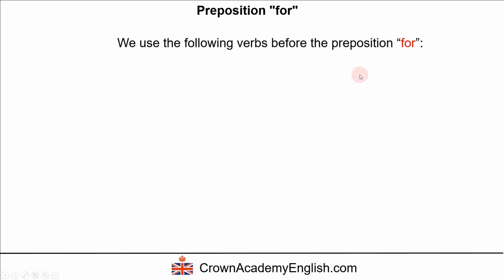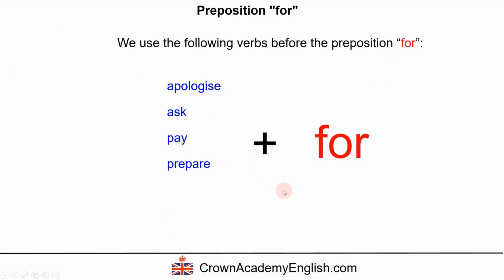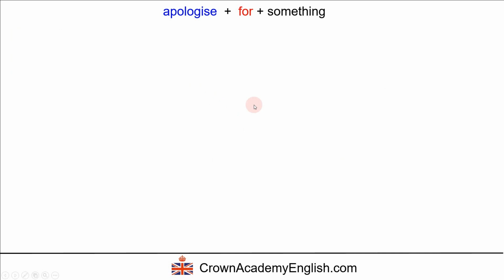We use the following verbs before the preposition for: apologize, ask, pay, prepare, wait, and work. Of course, there are many others, but these are some of the most common ones. So let's start here. We say, apologize for something. And this means to say sorry for something.